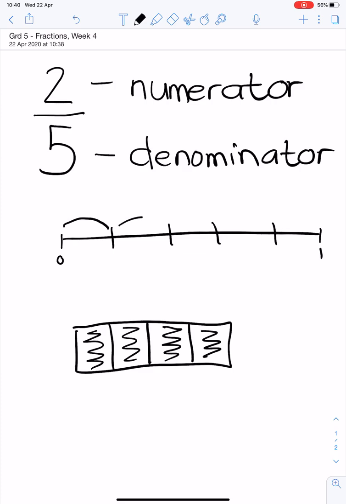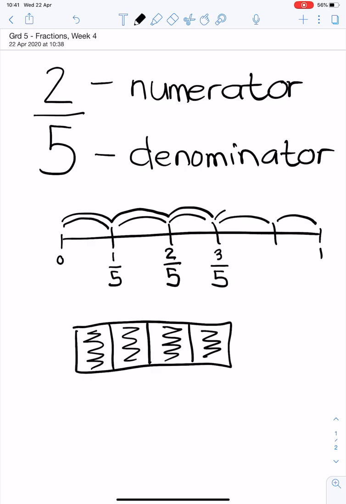1 space, 2 spaces, 3 spaces, 4 spaces, 5 spaces. So we know that this number line is divided into 5 pieces. So the first piece would be called 1/5. If we do 2 hops, we have 2/5. 3 hops, 3/5. 4 hops, 4/5. And 5 hops is 5/5 or 1 whole.